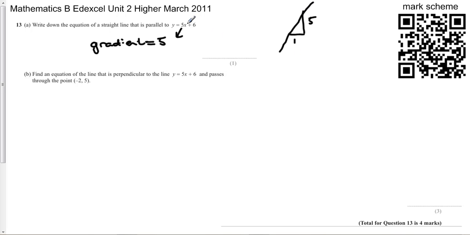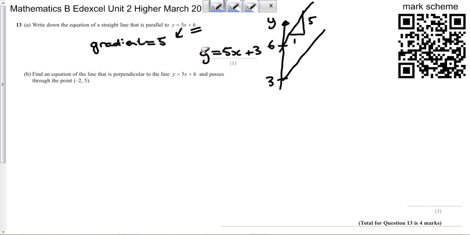For a line to be parallel to that, it's got to have the same gradient. And all that will change is it might be further down, in which case you just change the y-intercept. So this one here, the original line will go through at 6, indicated by that, the y-intercept there. Whereas this one, we can change it to something else. So for example, one answer would be that.